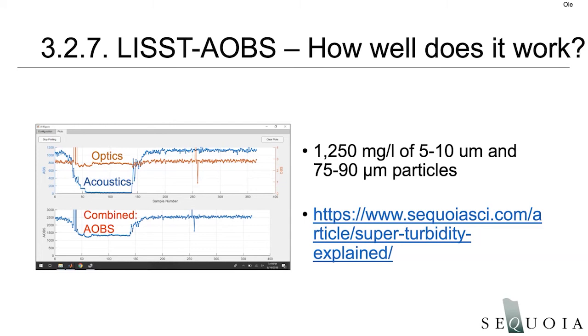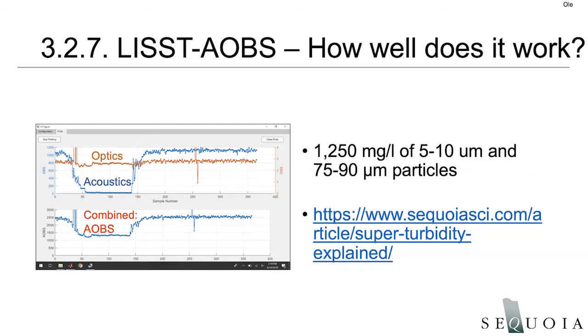The bottom plot shows the combined response, the AOBS response. And you can see that we start out with a concentration of about 2,500 milligrams per liter, which was what we actually put in. We had about 1,200 of 5 to 10 micron and 1,200 milligrams per liter of 75 to 90 micron particles. And you can see when we turn off the mixer and all the 75 to 90 micron particles settle out, then we are left with about 1,200 milligrams per liter in suspension, the fine particles. And when we turn on the mixer again, everything comes back up to where it was.